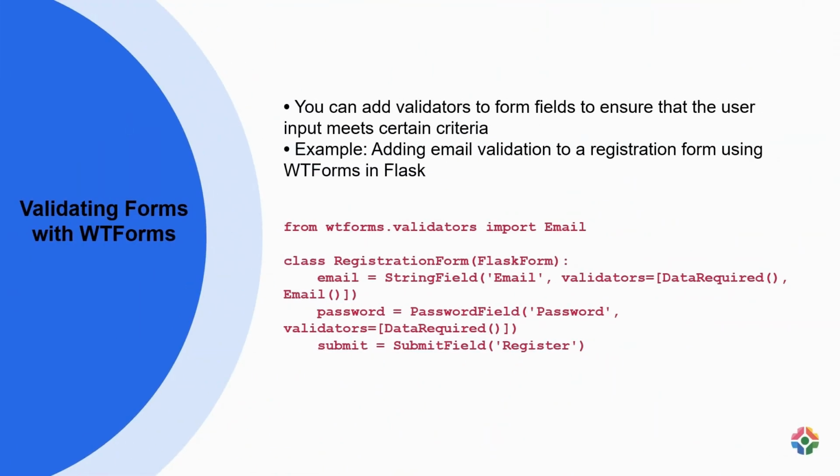Validators are used to enforce specific conditions on user input in a form. They help ensure that data entered meets predefined criteria. In the given example, the Email validator from WTForms in Flask is added to the email field of a registration form. This ensures that the input in the email field conforms to a valid email format. By including validators like Email in a form field, you can prompt users to enter data that adheres to the required format or rules. This helps in maintaining data integrity and user experience.